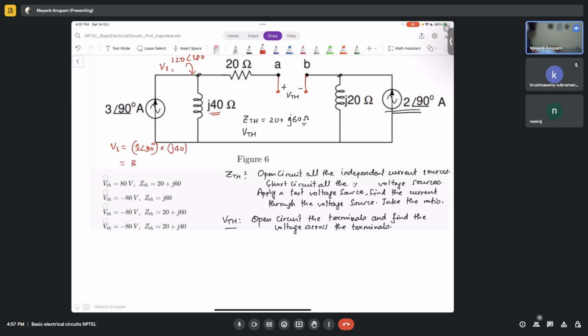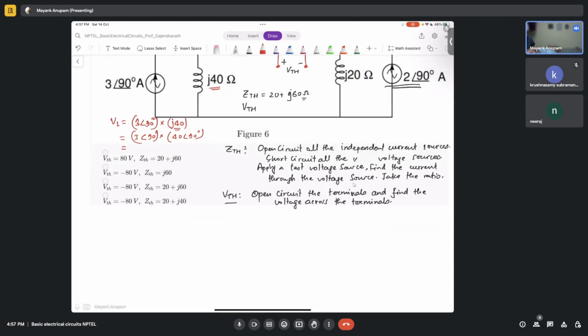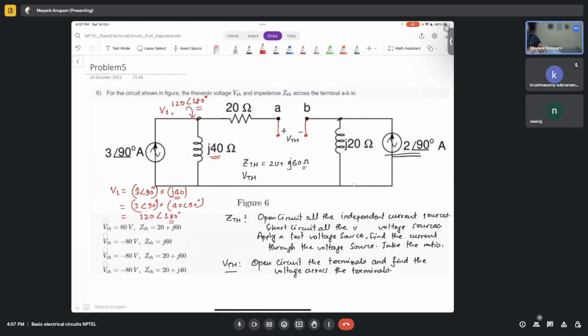So simply multiply. How do you multiply two polars? First convert this J40 into angle form. So this is 3 angle 90, and this is 40 angle 90, right? You simply take the product of the magnitudes, which is 120, and the sum of the angles. So this is what I have done here. All right. What is the voltage here, V2? 40 angle 120, 180, right? Again the same thing.